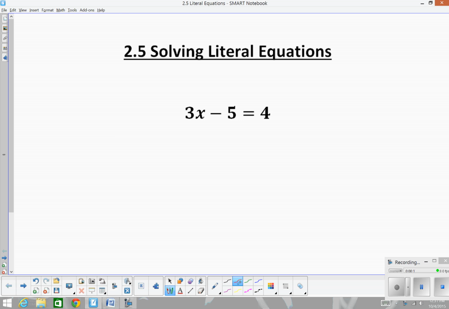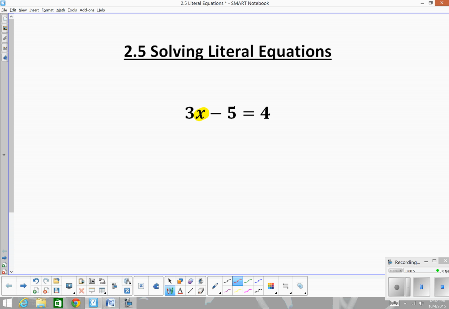So literal equations, the only difference is now, if I have 3x minus 5 equals 4, we only have one variable. If we have a literal equation, you might have one, two, three variables in an equation. I'll ask you to isolate or solve for one variable. So for literal equations, we're not going to have an answer of x equals 5 or x equals 3. It's going to be more of a variable that's equal to an expression.